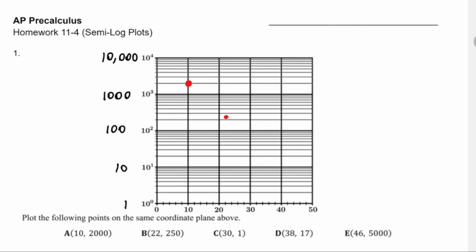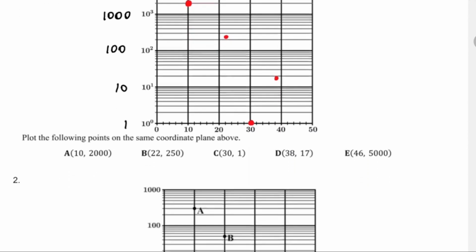30 and 1, okay, 1 is 10 to the 0, that's going to be down there. 38 and 17. Okay, well, 10 is up here, 38. 20 is the next line, so maybe it's just really close to 20 right there. And then 46, 5,000. Okay, so 46 is going to be 3 ticks over from 40, up to 1,000, 2,000, 3,000, 4,000, 5,000. Okay, that's my best sketch. Okay, that's maybe plotted some points.